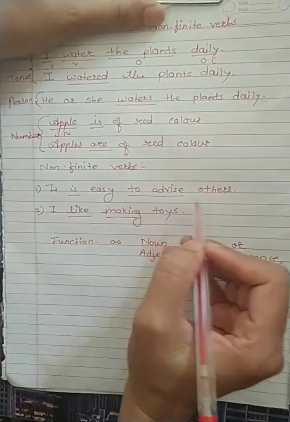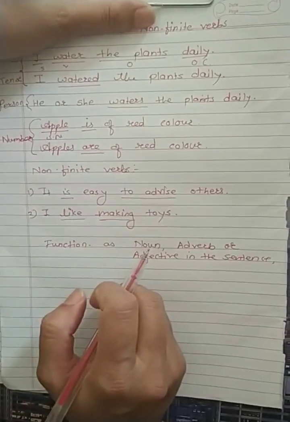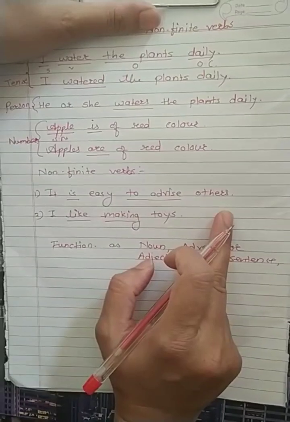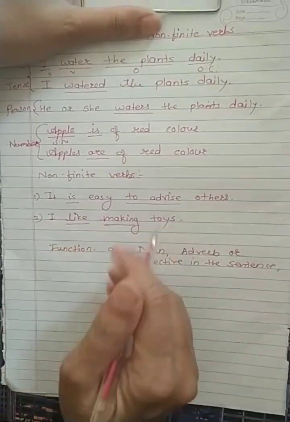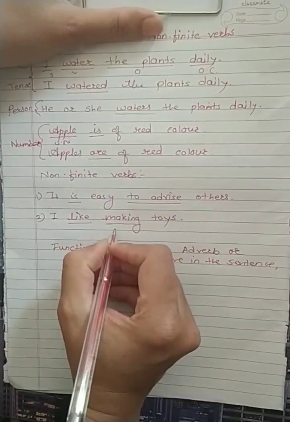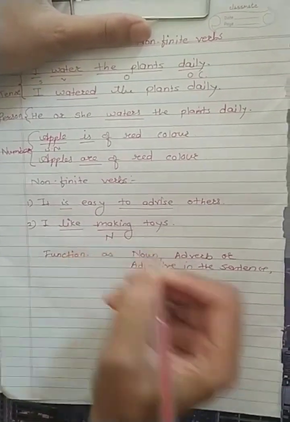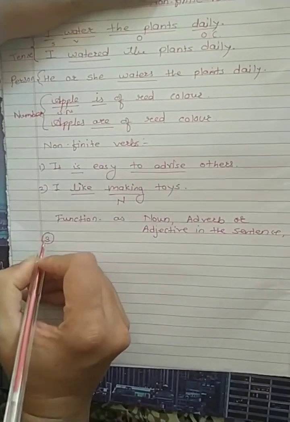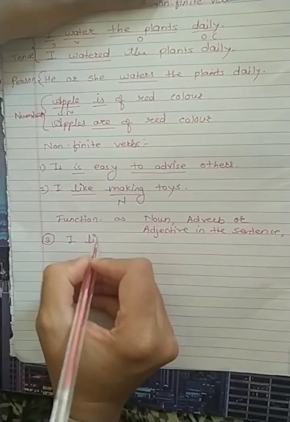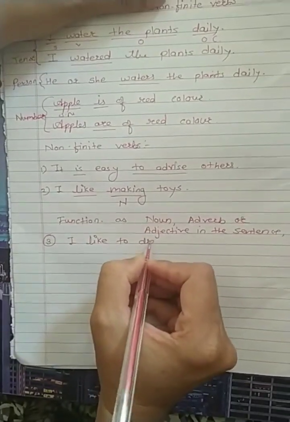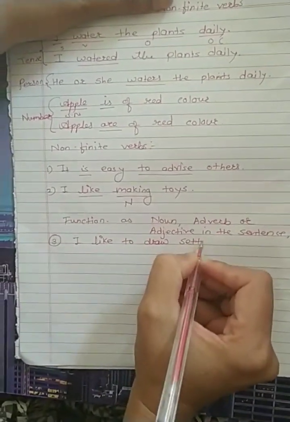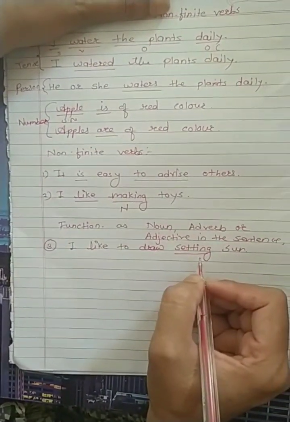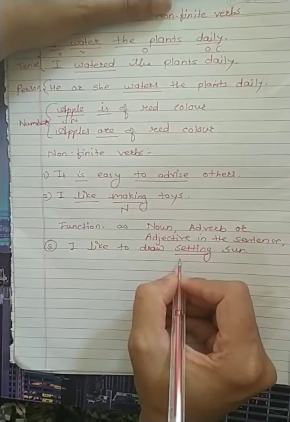Here, it is easy to advise others. Here to advise is performing as an adverb. I like making toys. Here making is performing as a noun. I like to draw setting sun. Setting is performing here as an adjective.